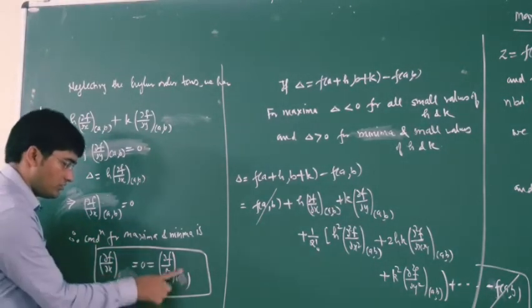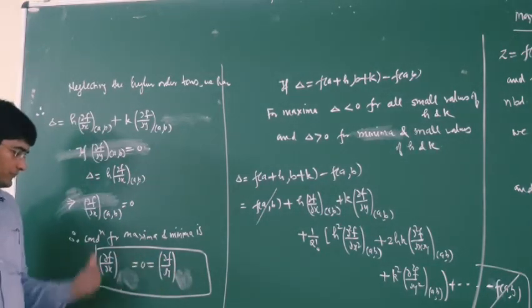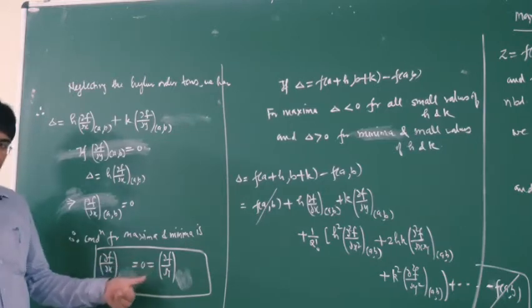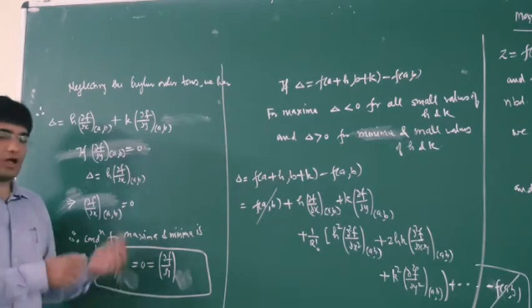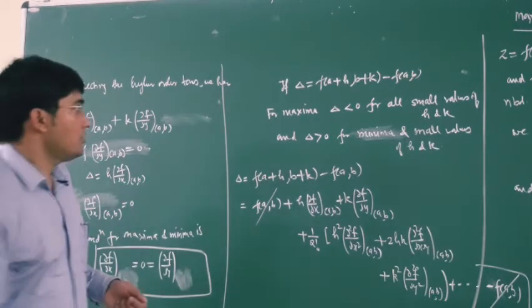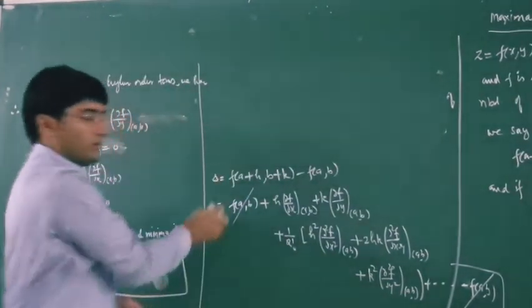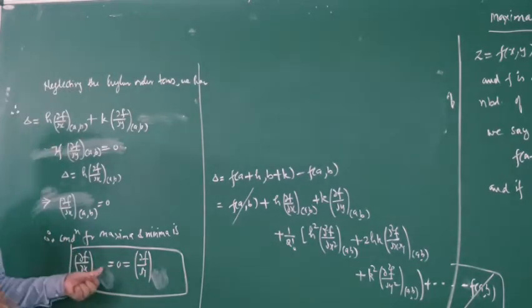Now let us solve these two equations. On solving these two equations, we will get the values of x and y, and the point at which our first order derivatives are equal to 0 is known as a stationary point. So this is your necessary condition for maximum and minimum.